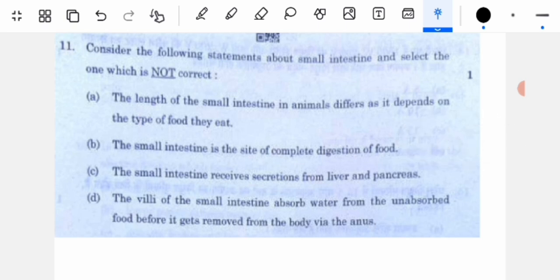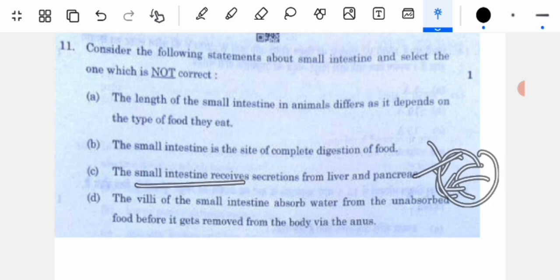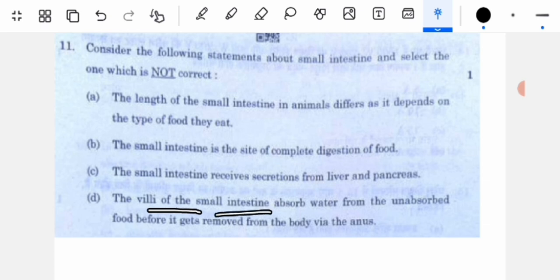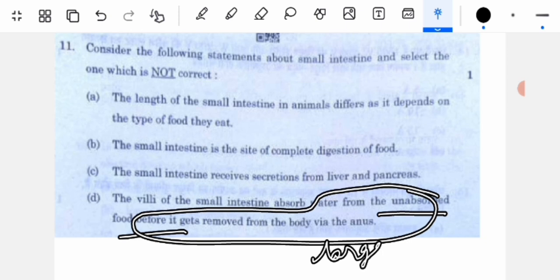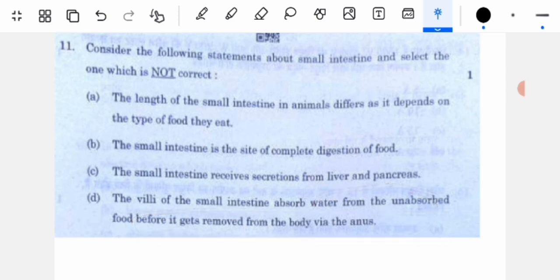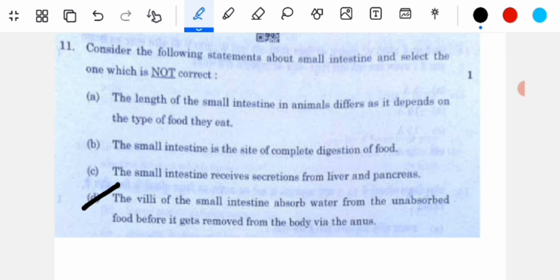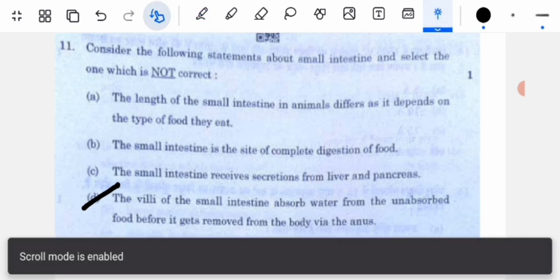The small intestine receives the secretion from liver and pancreas. We have heard that in the duodenum, the liver secretion which is bile juice, and the pancreatic juice from the pancreas will be secreted in the duodenum. So duodenum belongs to what? Small intestine. This is also correct. Here you see, the villi of small intestine absorb water. No, it does not absorb the water, it absorbs the nutrients from the food. The water absorption from the unabsorbed food is done in the large intestine, not in the small intestine. So which option is correct? Option D is correct, because they have asked which is not correct.